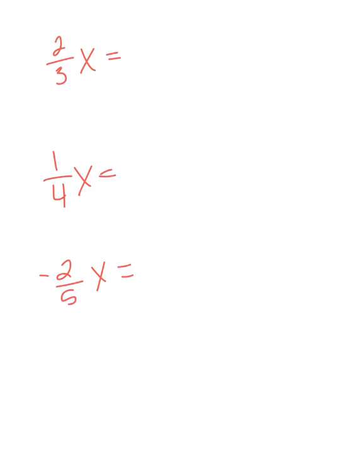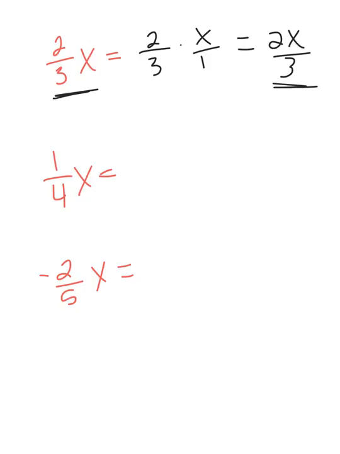Just a couple things to go over before we move on. 2/3 times x is basically the same thing as 2/3 times x over 1, which is 2x over 3. So you might see it this way, but you might see it this way. 1/4 x is the same as 1/4 times x over 1, which is x divided by 4. Same thing.